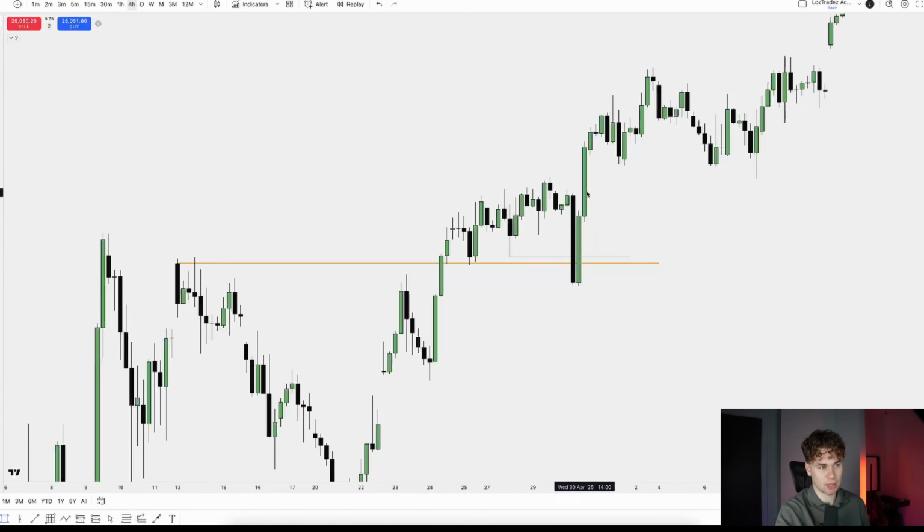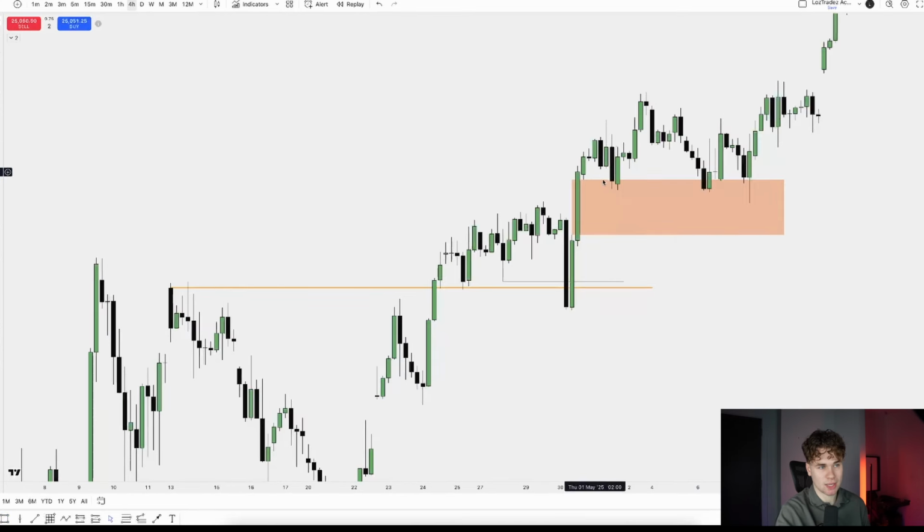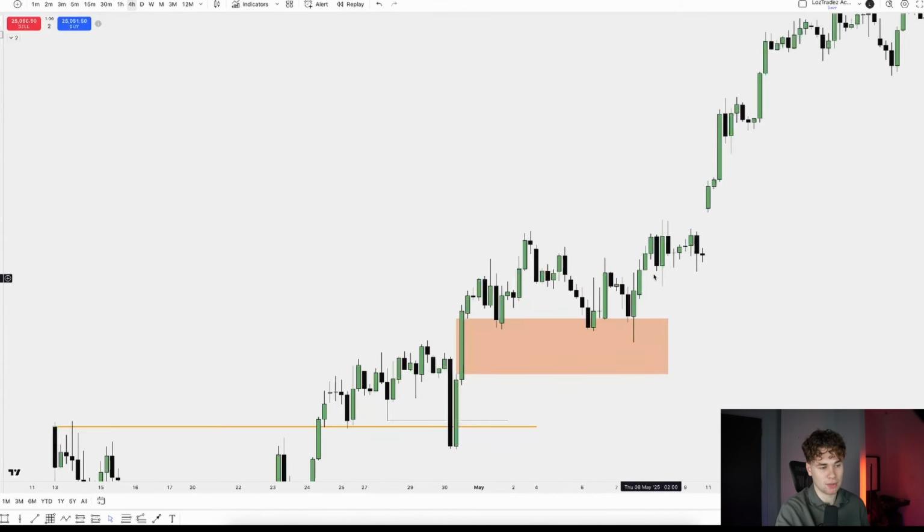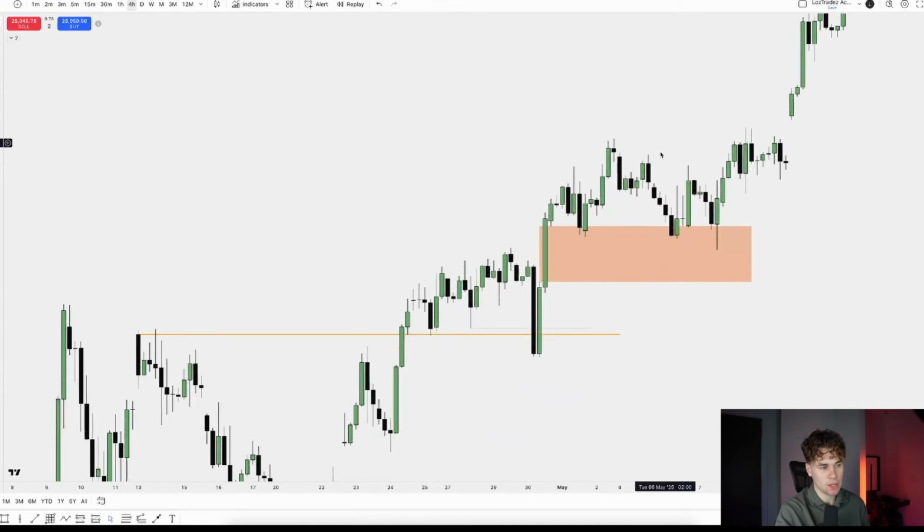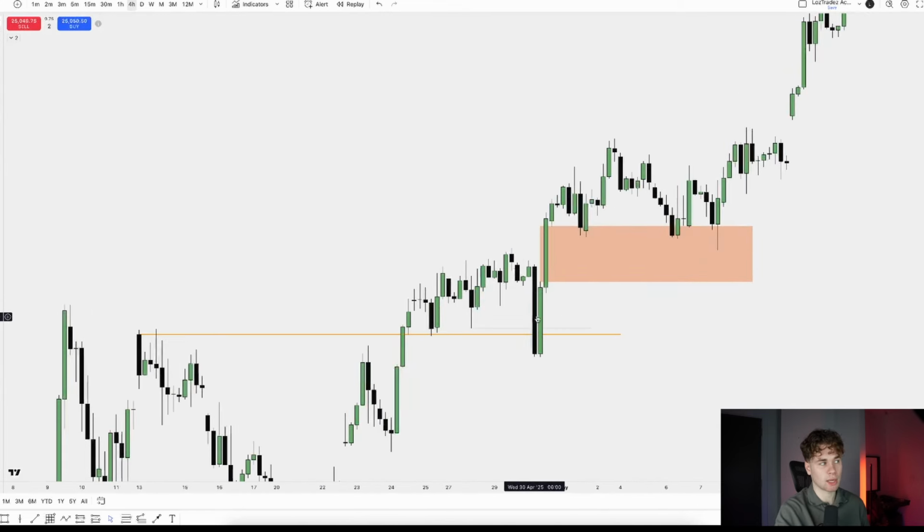Key premium raise to get disrespected. Then we create a fair value gap. Price hits it multiple times, giving you multiple entries, and we rally into the new week as well. So you could even drop time frame here on the 1-hour time frame and get in on a fair value gap, on an order block.